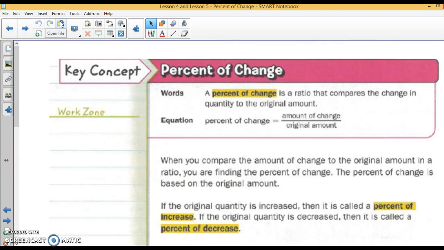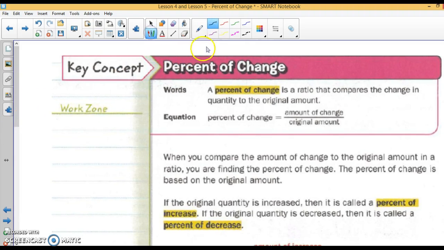Now, percent of change. We are going to do this using the percent proportion. I'm going to write this in your notes, and I want you to write this down. Our percent proportion is percent over 100 equals part over whole. We know this. We've been using this for a while. We are looking for a percent of change.